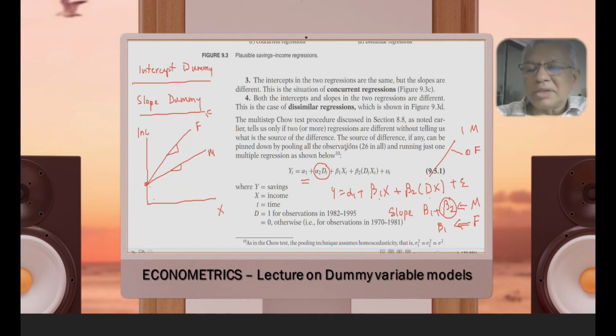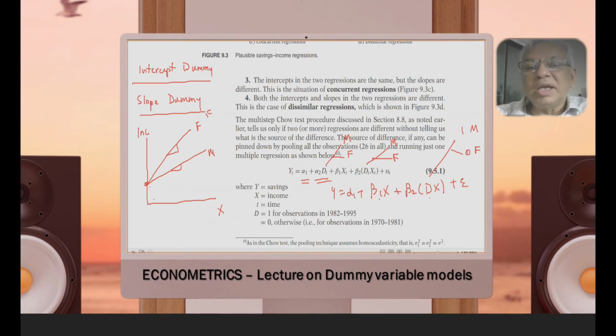And in this example, the book has given both slope and intercept. So how do I include both slope and intercept? We said alpha 1 plus alpha 2 d1, and this could be again male and female. I'm just giving an example. This also male and female. So we have both slope and intercept differences. What are the slope and intercept differences? If we look into this as an example, see what happens.